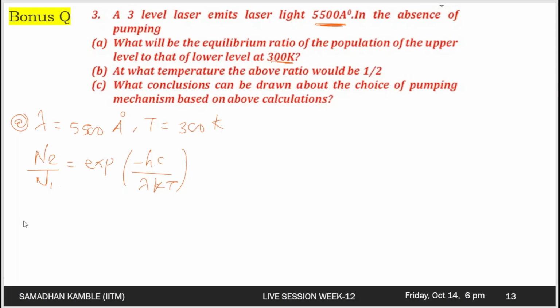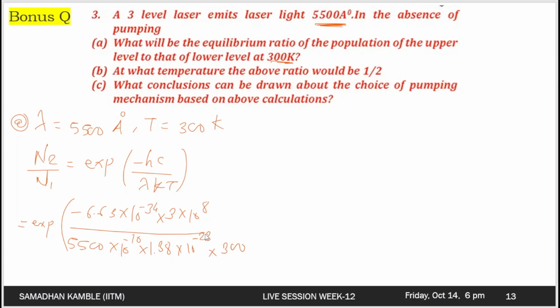If you just substitute all these parameters now, exponential of minus h, the Planck's constant 6.63 times 10 to the power minus 34, times c, the speed of light 3 times 10 to the power 8, divided by the lambda, that is 5500 times 10 to the power minus 10 meters. We are writing it in SI units, times the Boltzmann constant 1.38 times 10 to the power minus 23 times the temperature, that is 300 Kelvin.